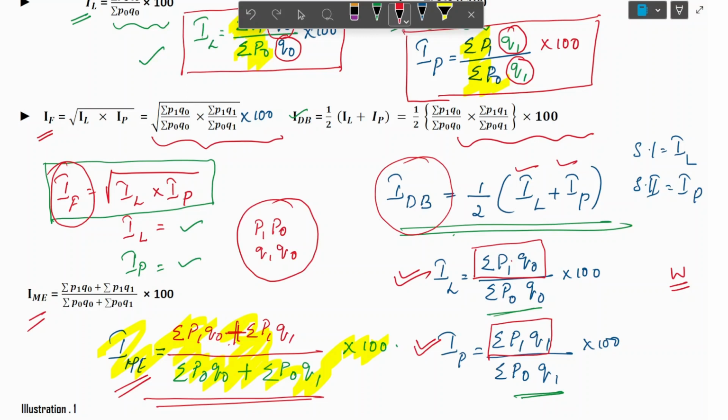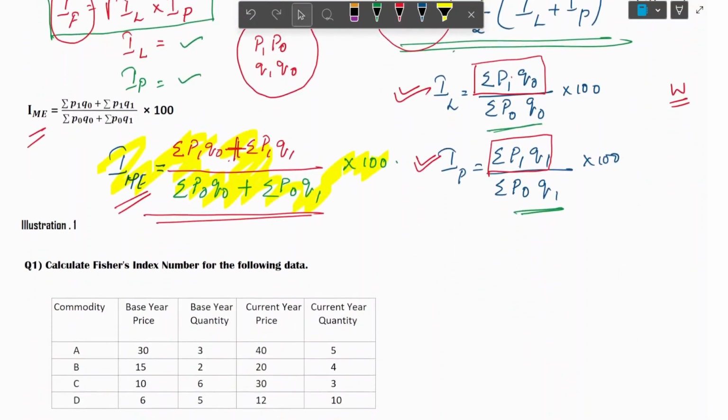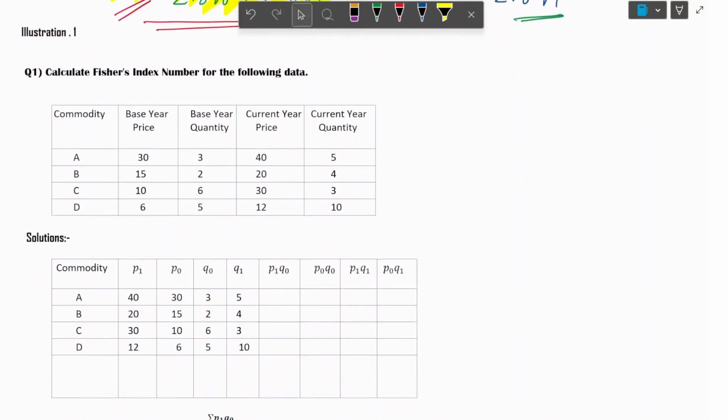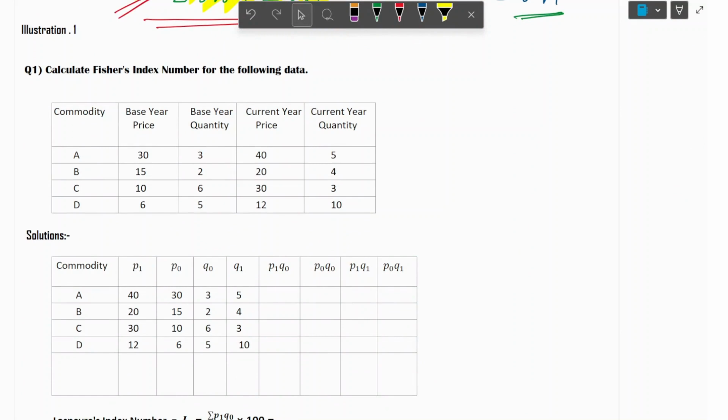Okay, next we are going to solve the questions, and I'll show you how to calculate the index numbers: Fisher's index number, IDB, and next IME. Now here, first question, just read question number 1. Calculate Fisher's index number for the following. Normally, this is a very important question from this part. Fisher's index number for the following data.